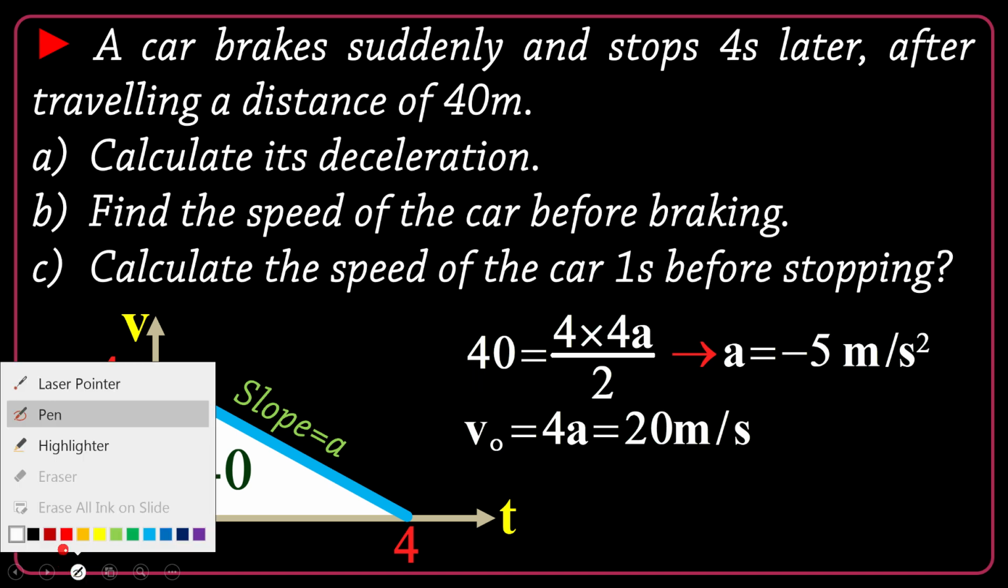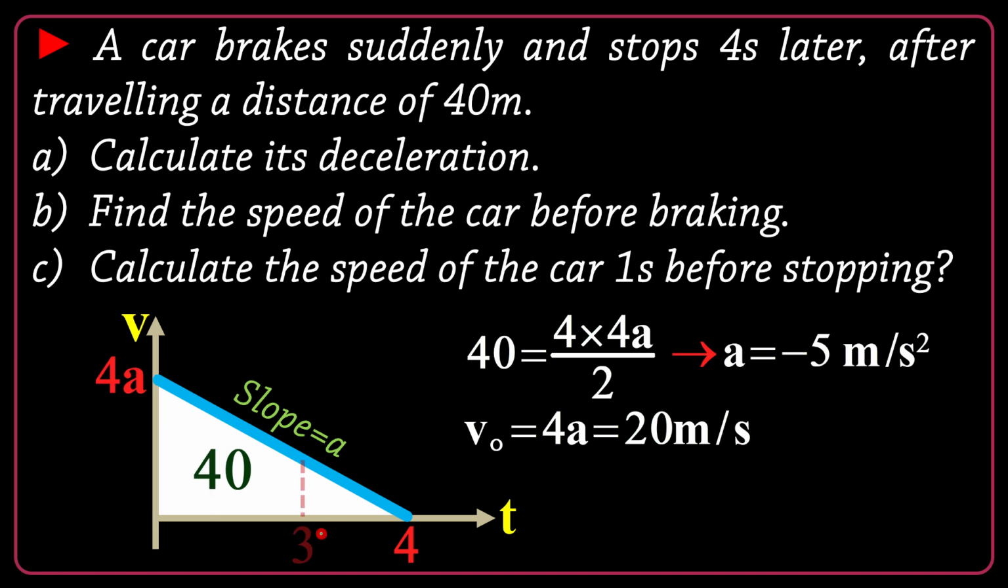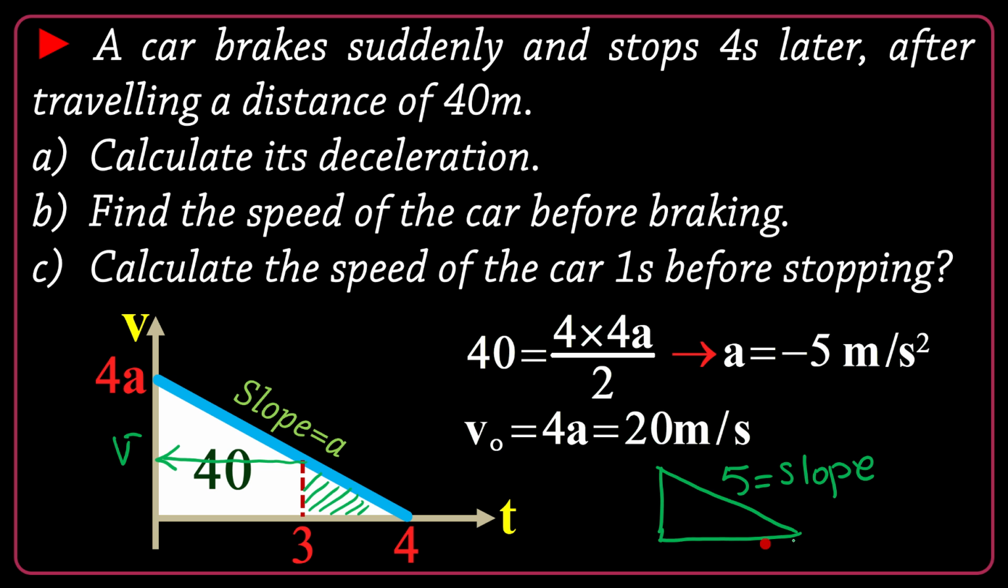Let me change the color of the pen to make it visible for you. Okay. 1 second before stopping is t equals 3. I want the speed of the car exactly here, and I will find how much the speed is. Look at this triangle. This triangle has a slope of 5. 5 is a slope, not the hypotenuse. The horizontal base is 1, and vertically it's v. Based on the definition of slope, rise over run, v over 1, so the velocity will be 5. That's all. So the velocity 1 second before it stops is 5 meters per second.